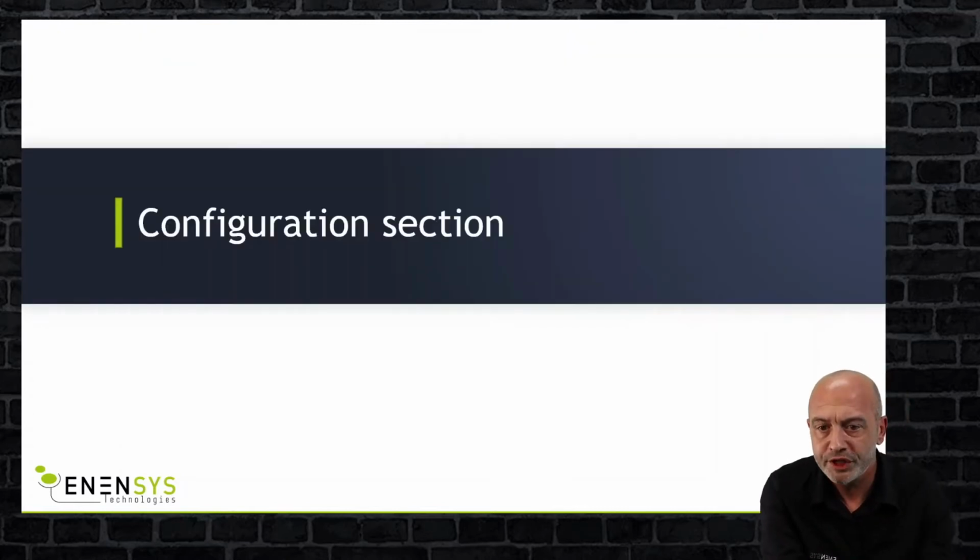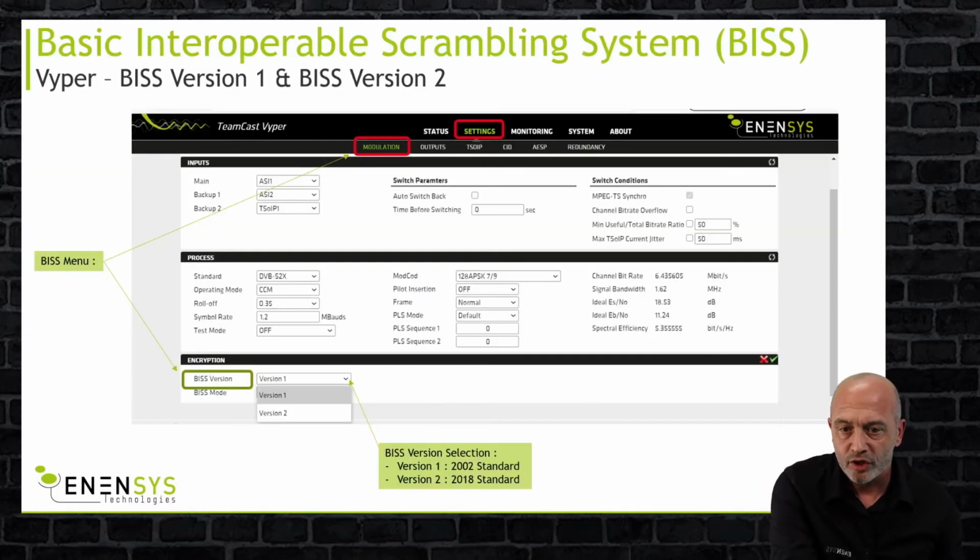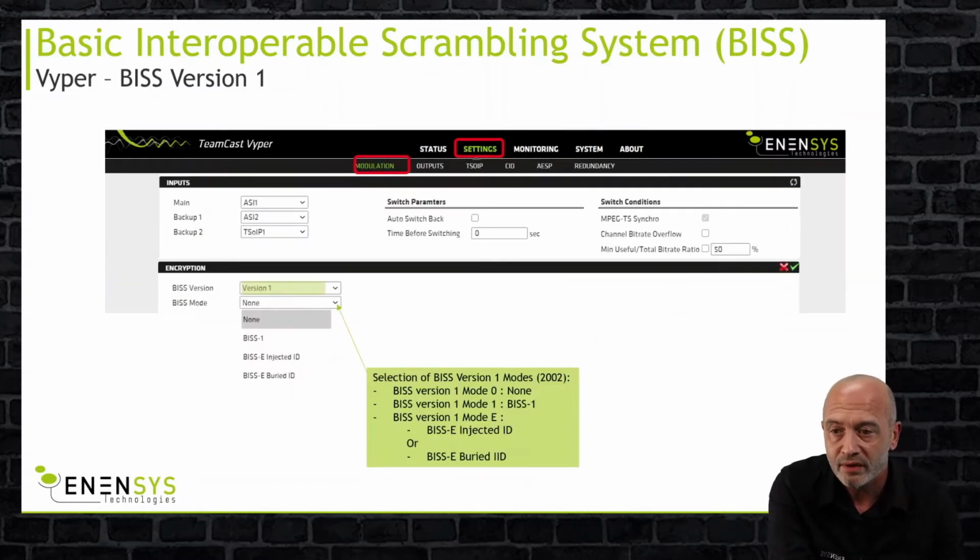So in the configuration of VYPER, here is the GUI of the product. The first step is to select the BISS version, version 1 or version 2. In the settings, modulation, you've got an encryption chapter where you select the BISS version. Once you have selected the BISS version, you've got the choice of the mode. For version 1, you've got the choice among mode 0, mode 1, mode E.